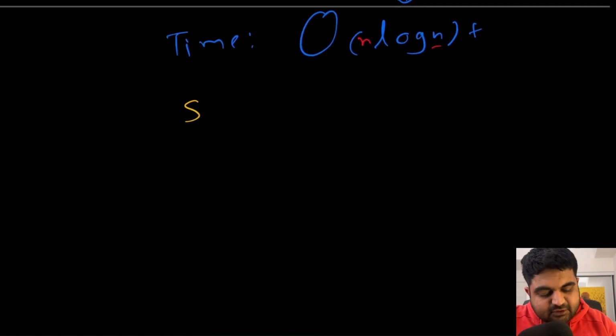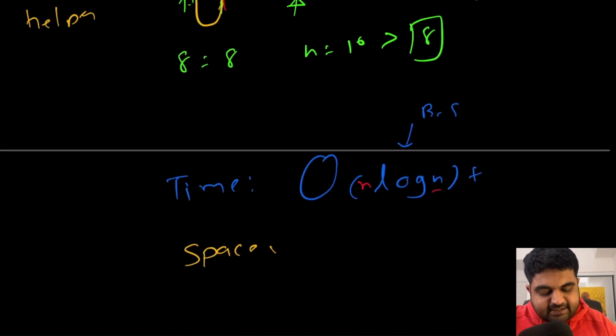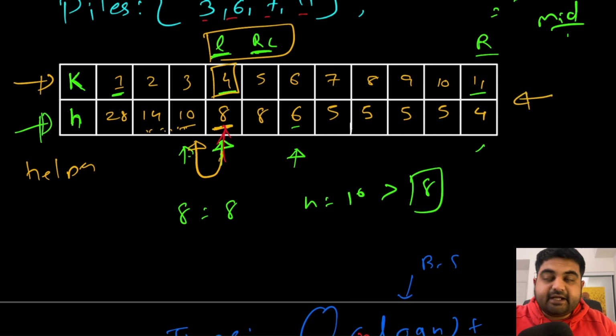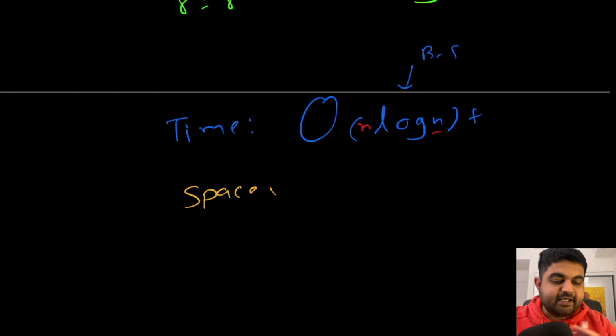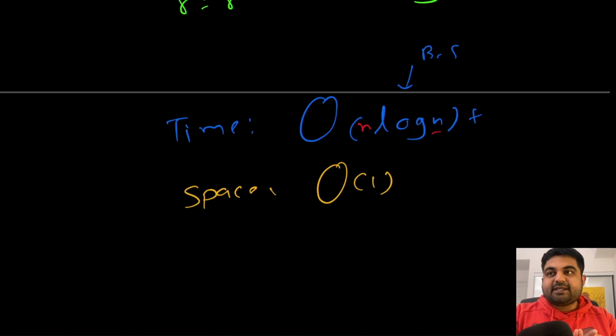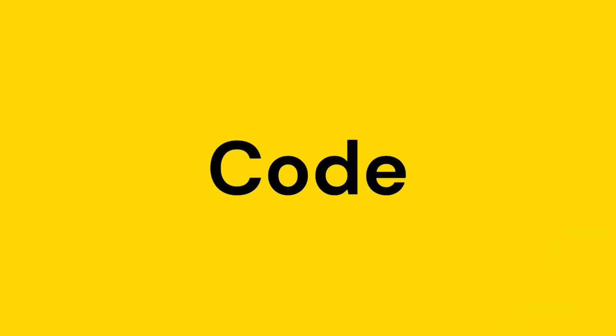And if we see space complexity, well, in this case, I just drew this additional data structure for your understanding. But actually, apart from storing a few variables here and there, we don't have to use any extra space. So this is also going to be big O of 1. So this is a beautiful time and space complexity to solve this problem. Now let's see the coding solution for this one.